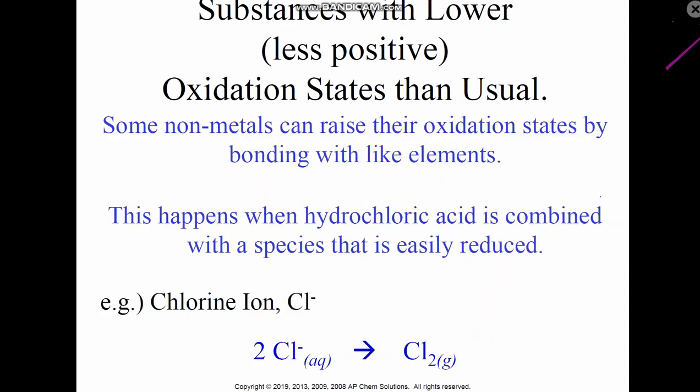Next, we also have some nonmetals that can actually raise their oxidation states by bonding with like elements. So chlorine, like in hydrochloric acid, can combine with a species that is easily reduced. So the chloride ion is actually going to go from a -1 to a 0. And that's why we use sulfuric acid rather than HCl, or hydrochloric acid, to acidify solutions when we do redox titrations. We are going to do that in our next video. We'll talk about redox titrations, and hopefully that'll be what we do for our lab.